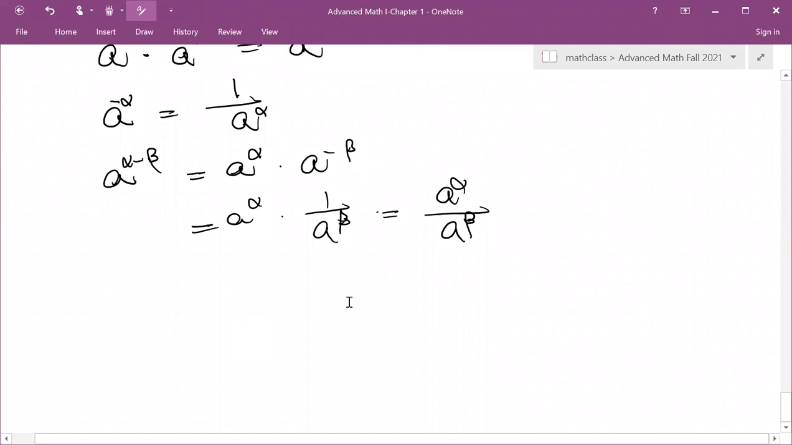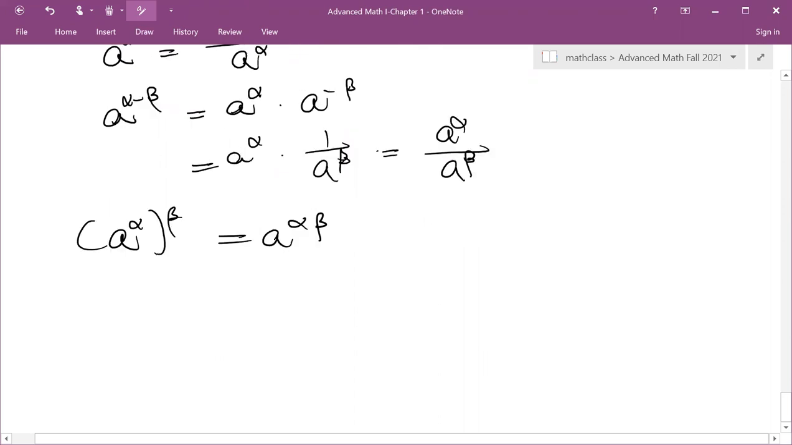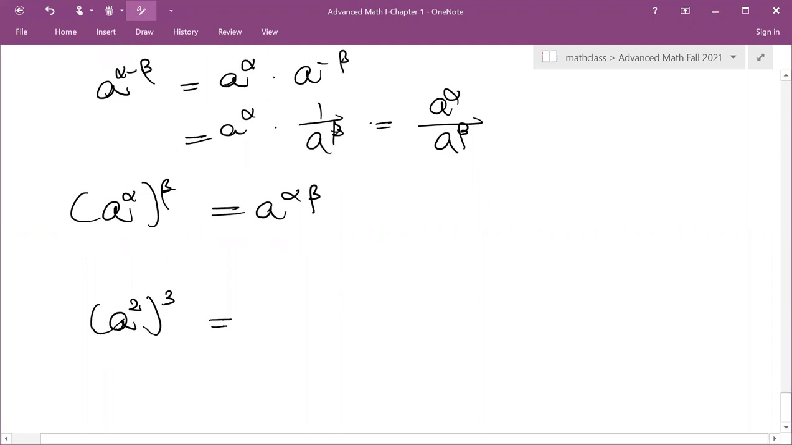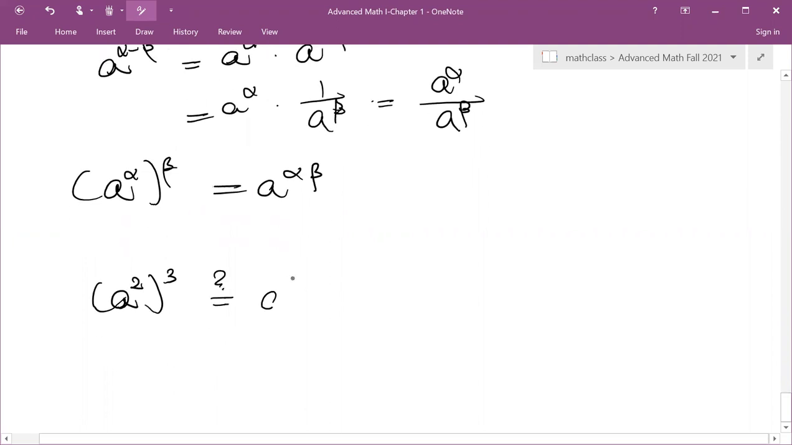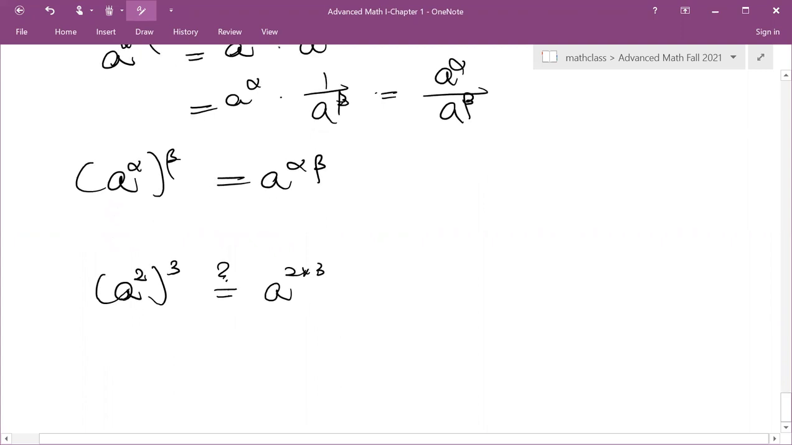Another important formula is a to the alpha and to the beta is going to be a to the alpha times beta. Okay, let's understand the last formula. Assume a, alpha, beta are integers. So a square and the cube. Why is it 2 times 3? The question is why is a to the 2 times 3, which is a to the power 6?